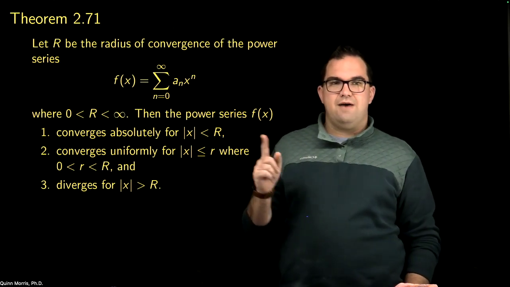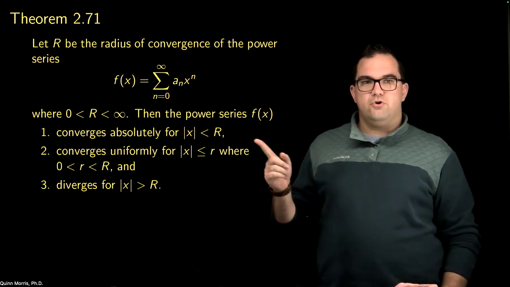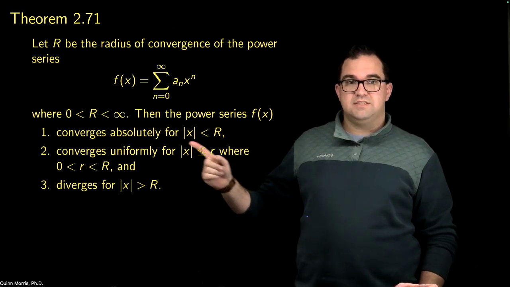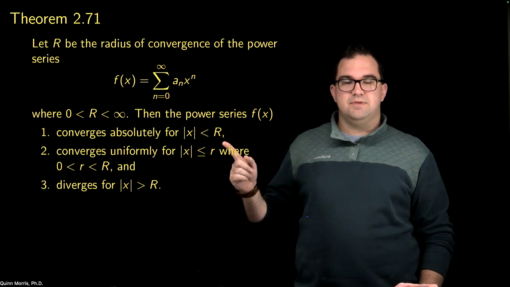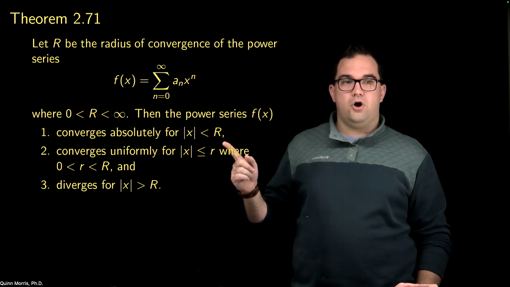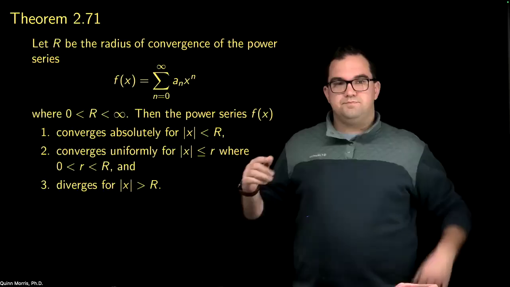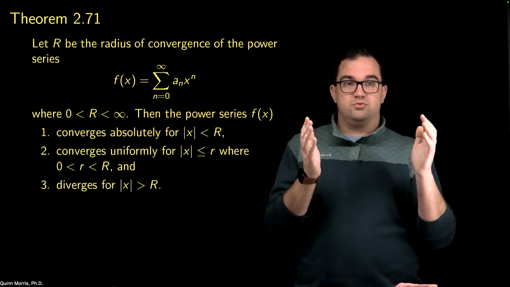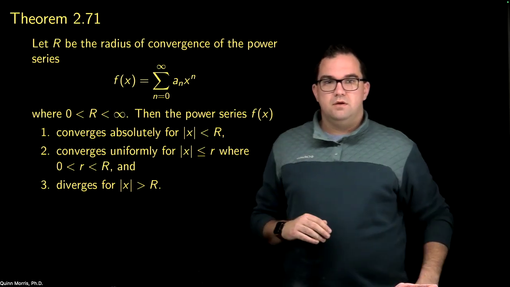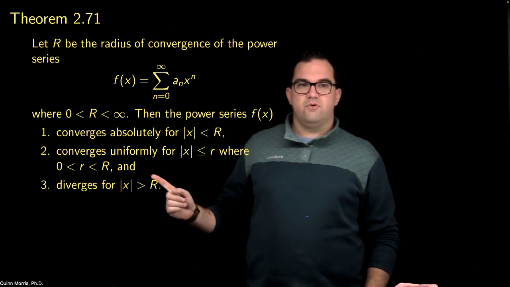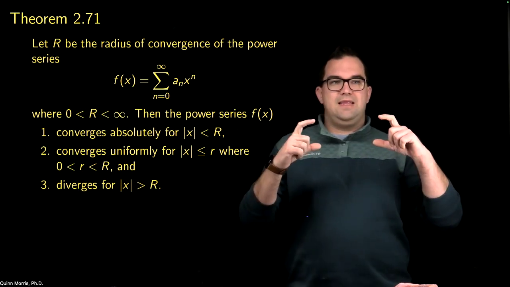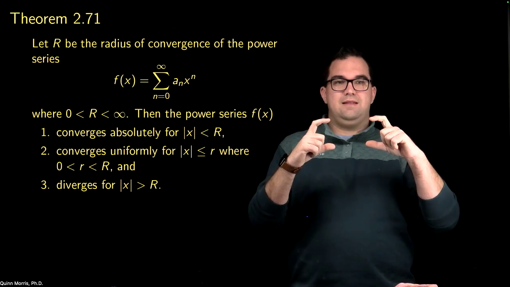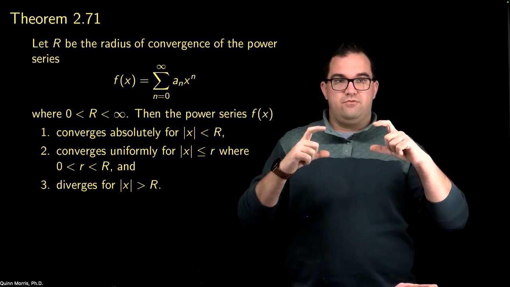Then the power series f of x will converge absolutely on this set, right? So if you look at this, this is the same as saying x is in minus R to R. So we'll get not just convergence on the interval of convergence, we'll get absolute convergence. We will get uniform convergence if we look on any closed subinterval, essentially, within that larger interval of convergence.